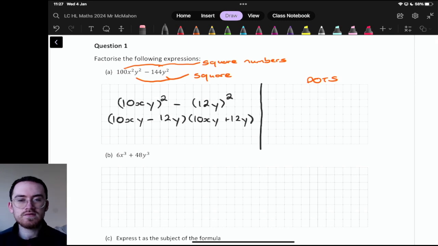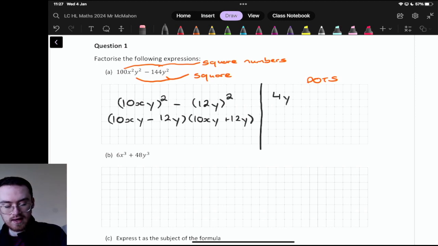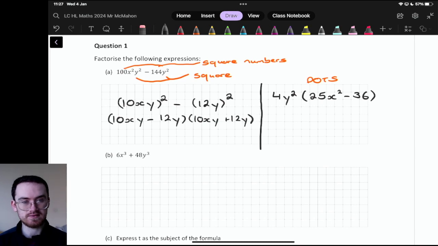An alternative way that a few people did that we also gave your 5 marks for was to start by taking out a highest common factor. The highest common factor, the biggest thing that will divide into both 100x squared y squared and 144y squared, is 4y squared. That leaves us with 25x squared minus 36.